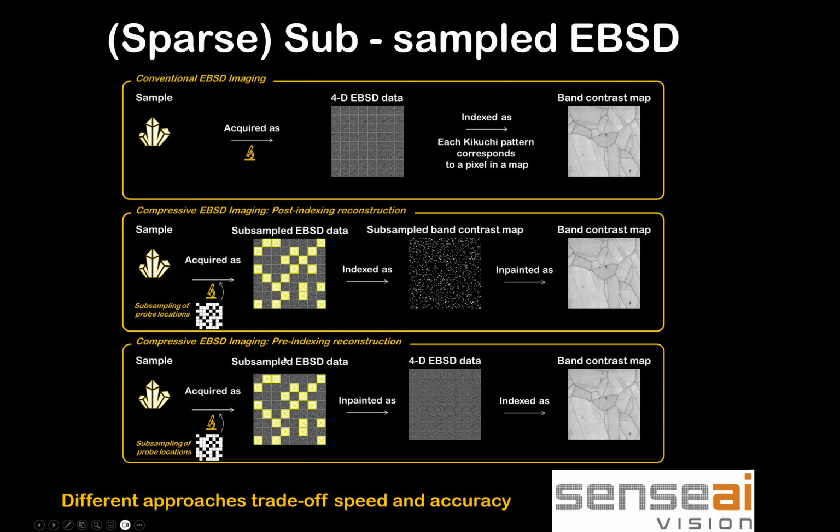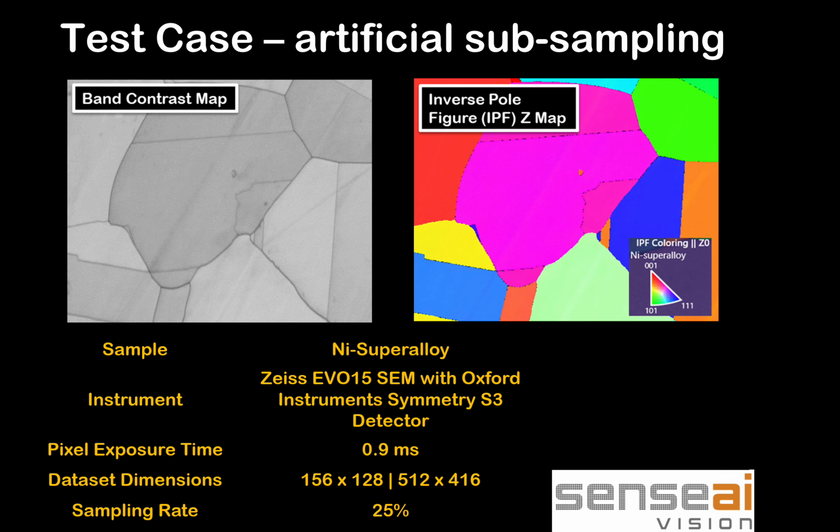The second approach, which we call pre-indexing, is to say we've got these missing diffraction patterns, so we're going to inpaint the missing diffraction patterns and create diffraction patterns in places where no data has existed before. Once we've got that full data set, we're going to take it and create the band contrast map or whatever we want to convert it to. So there are two sides to it. One is inpainting something which is related to the physics of scattering, and the other is just inpainting the image. Each one will involve a trade-off in speed and accuracy, which I'll talk about as we go through this.